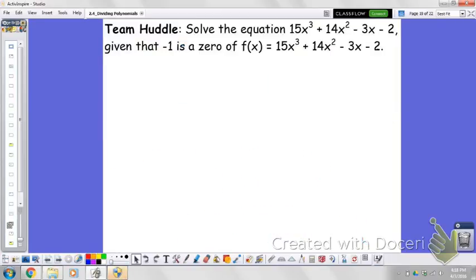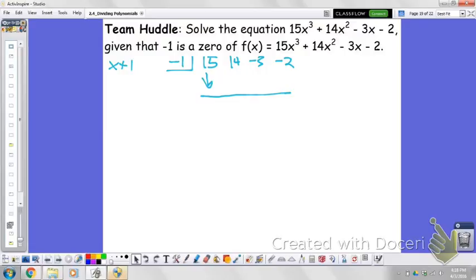So if we want to solve the equation 15x cubed plus 14x squared minus 3x minus 2 equals 0, and we're given that negative 1 is already a 0, we will divide our original polynomial by x plus 1, and since x plus 1 is my factor, I know that I will have a negative 1 in my top left-hand corner. So I'll write out my coefficients, 15, 14, negative 3, and negative 2.